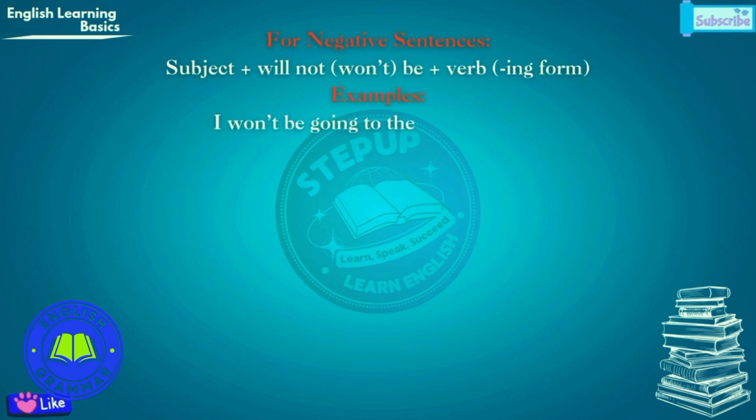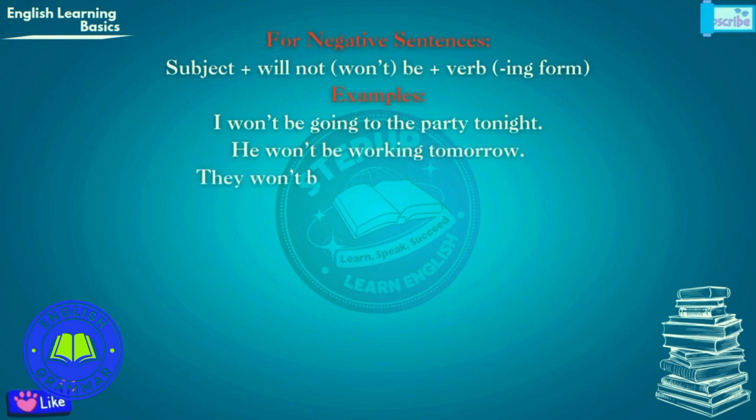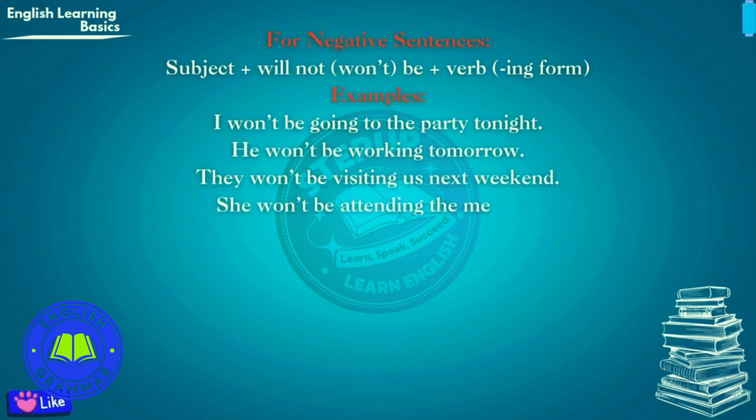Examples. I won't be going to the party tonight. He won't be working tomorrow. They won't be visiting us next weekend. She won't be attending the meeting. For questions: will plus subject plus be plus verb, ing form.